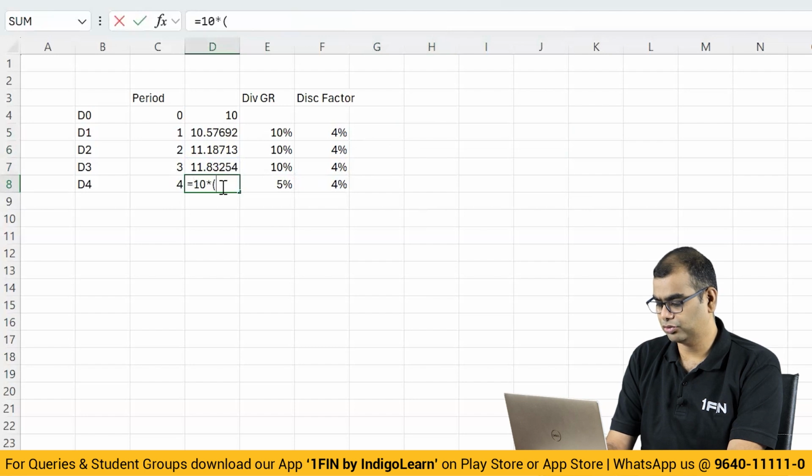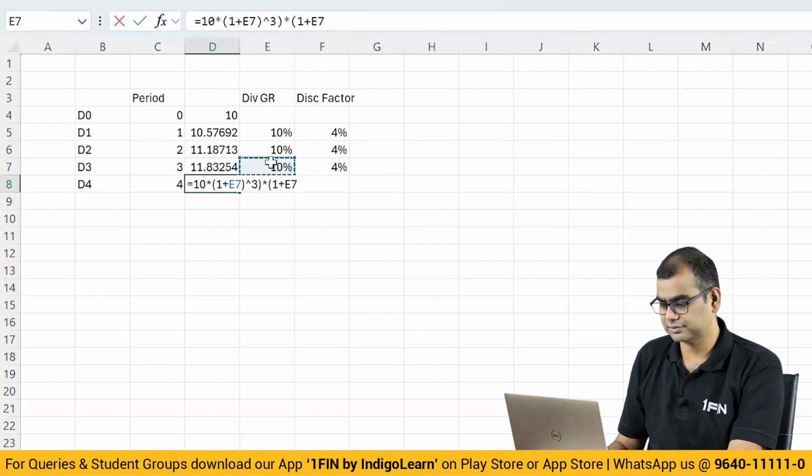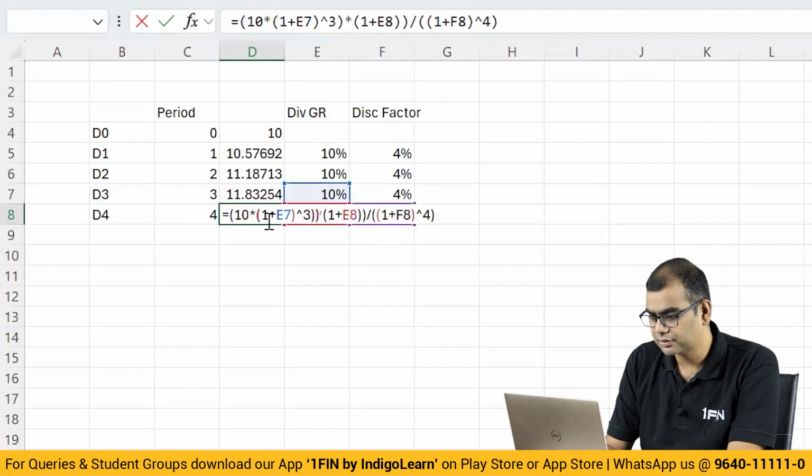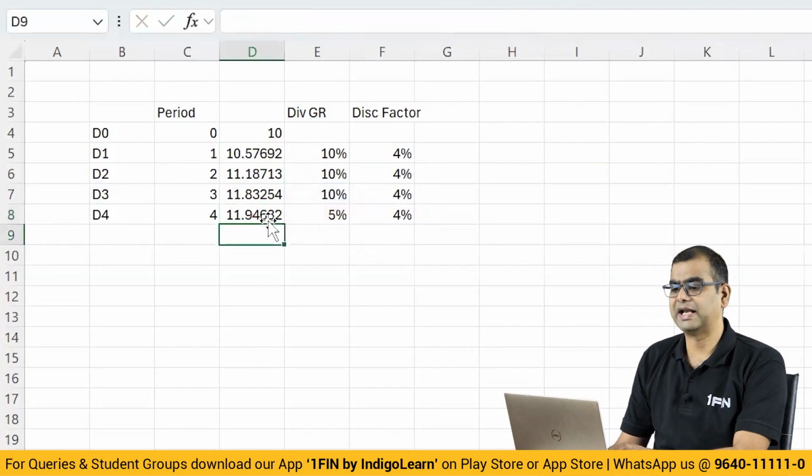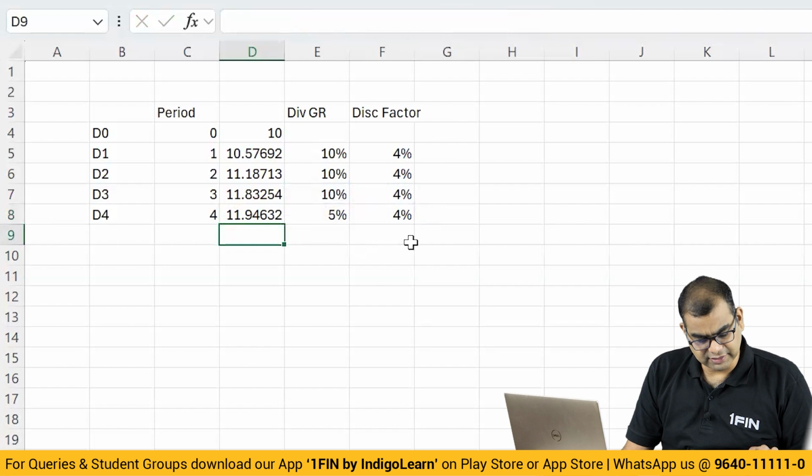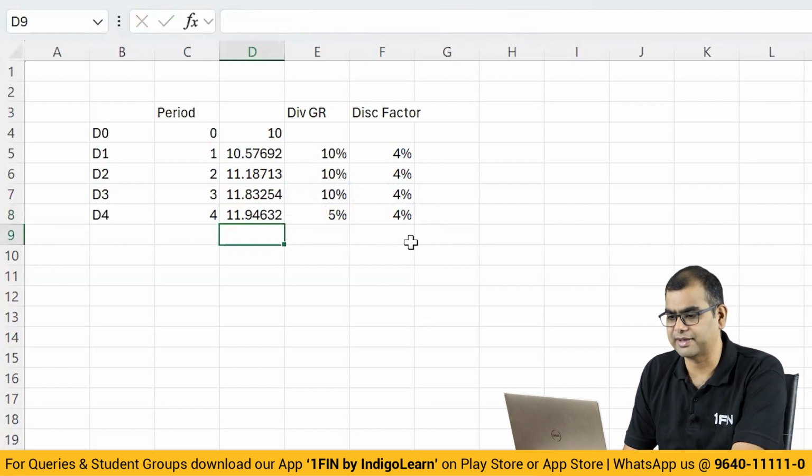10 into 1 plus 10% whole power 3 into 1 plus 5% divided by 1 plus 4% whole power 4. So, you will get 11.9463. What did we get? 11.9463. I was just telling you the same number.